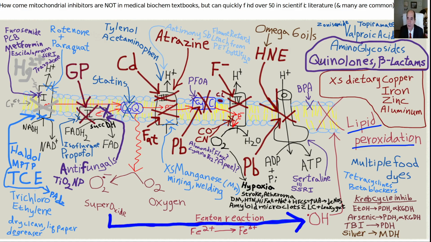This was just showing you again all these mitochondrial inhibitors, how there are so many of them. There'll be none in the medical school biochemistry textbooks, and then all of a sudden you read the literature, you'll quickly find over 50, or I could find 60 of them pretty fast.